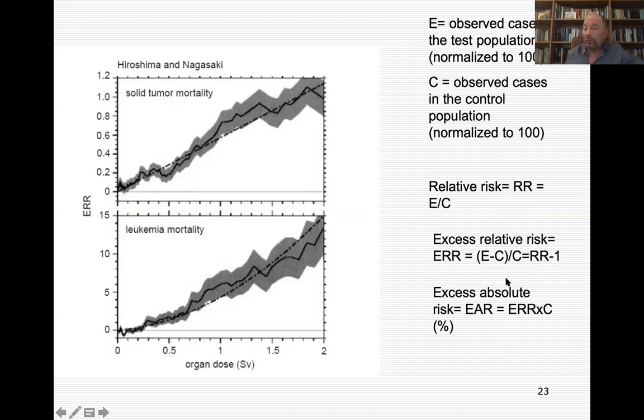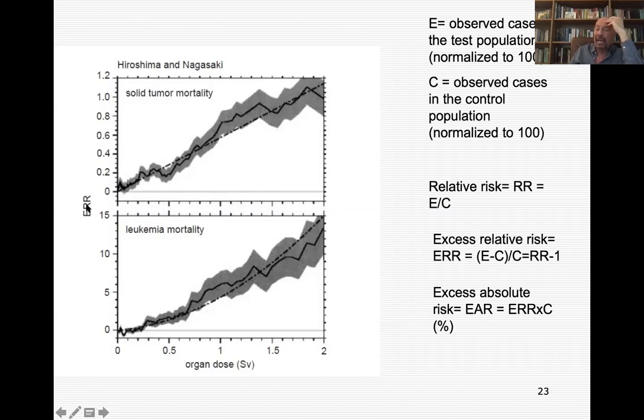It's also important to define the excess absolute risk, which is the product of ERR times the control in percent, because this gives you the real risk of mortality. It depends on what is the background level. You have to multiply the relative risk times the control risk, make no mistake. Leukemia. Here is the curve of leukemia.